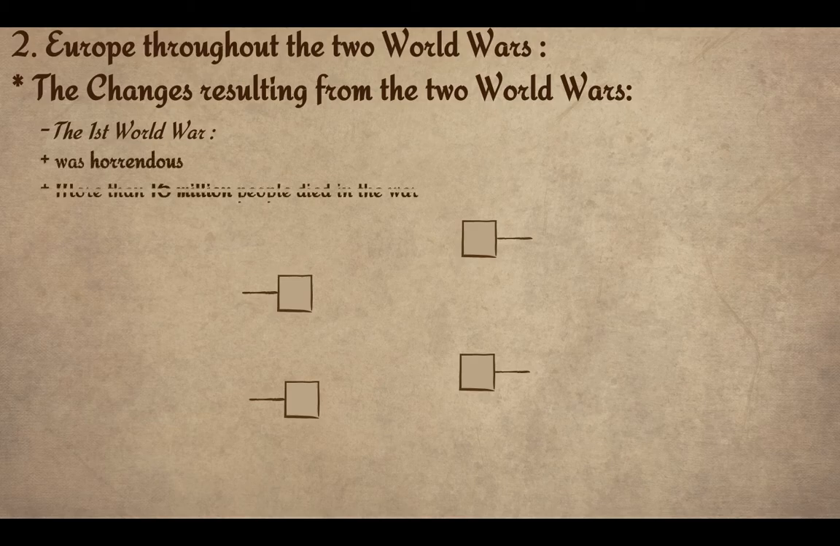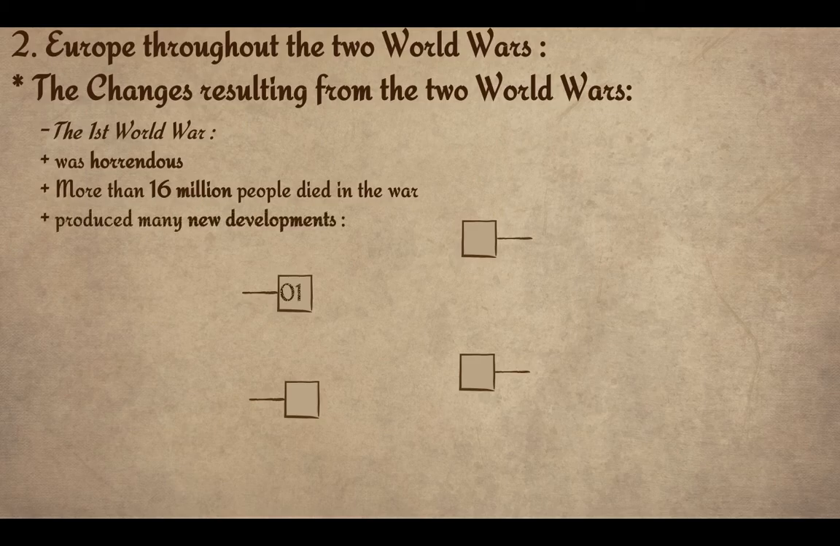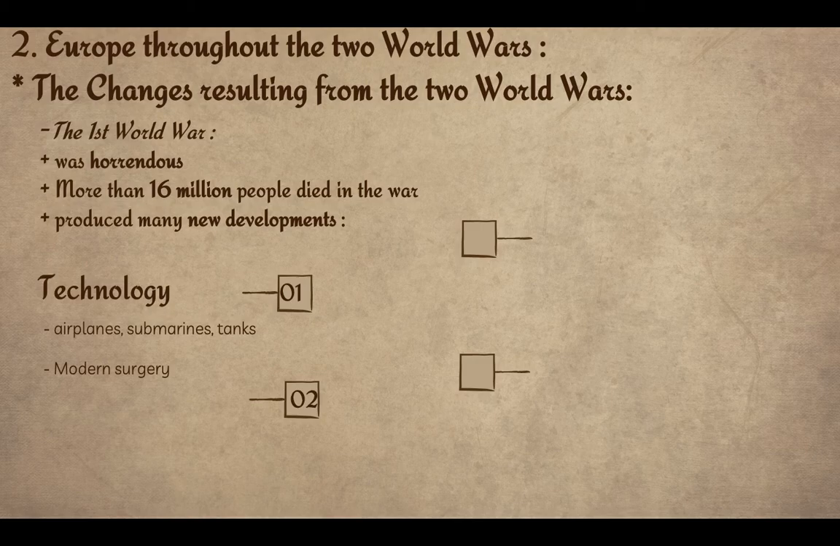In the First World War, the human cost was horrendous. More than 16 million people died in the war, but it also produced many new developments. In technology, it became an essential element in the art of war, with airplanes, submarines, and tanks. Modern slavery was born, and many militaries and civilians were rescued.